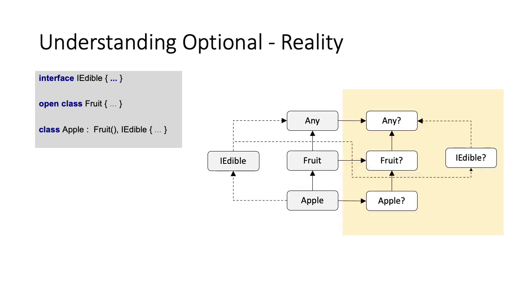In reality, the class hierarchy is a bit more complex. You see a mirror type hierarchy on the right with optional or nullable types. Quite complex. Each type inherits from Any as well as its optional type, which includes Any and Any optional as well. So Fruit inherits from Any as well as from Fruit optional, while Fruit optional inherits from Any optional.